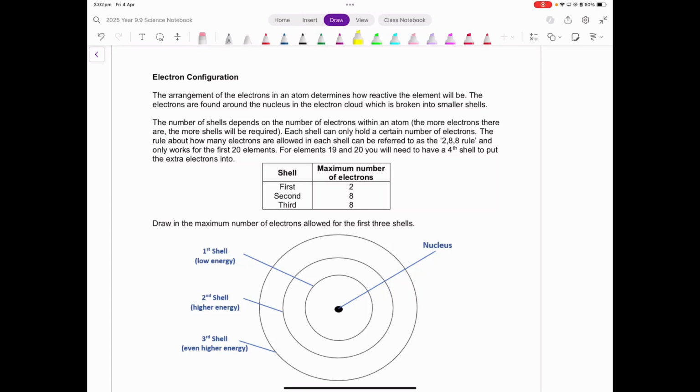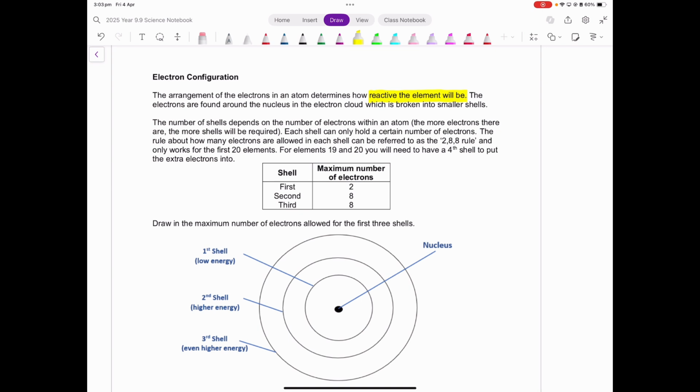The arrangement of electrons in an atom determines how reactive the element will be. So when we're talking about reactive, we're talking about how chemically reactive. Will a metal such as sodium explode in water? Or will a metal such as gold, when it's added to water, just sit there and not do anything?